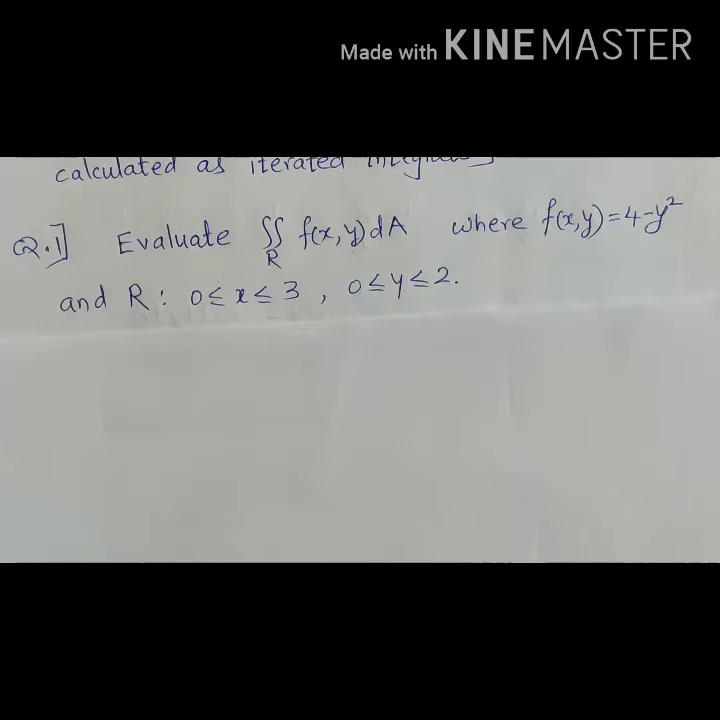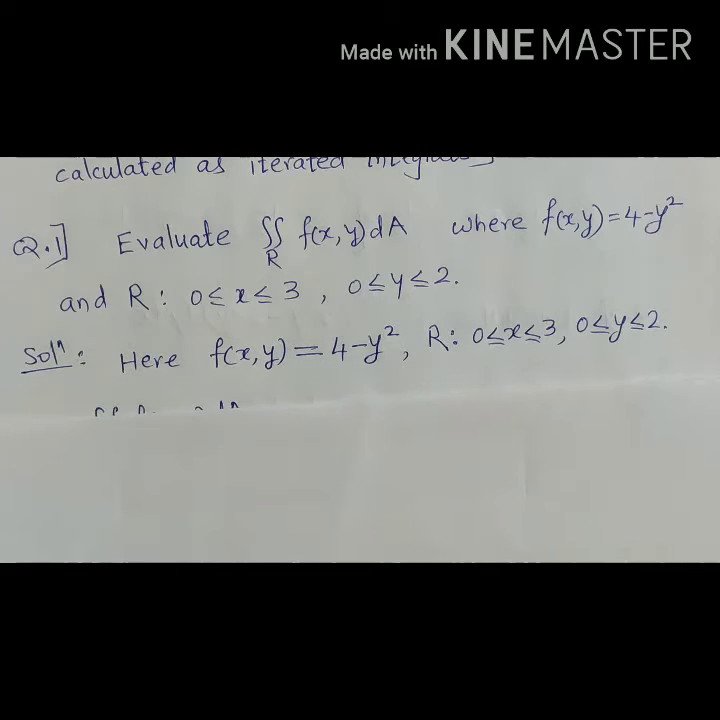Now let us deal with one example. Question 1. Evaluate the double integral over R of f of x comma y dA, where f of x comma y is equal to 4 minus y square and the region R is described as 0 less than or equal to x less than or equal to 3, 0 less than or equal to y less than or equal to 2. So let us try to solve it.